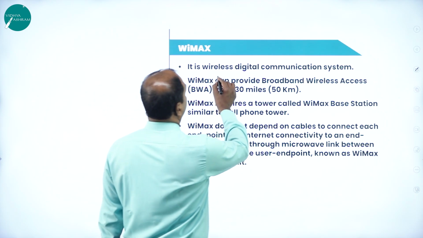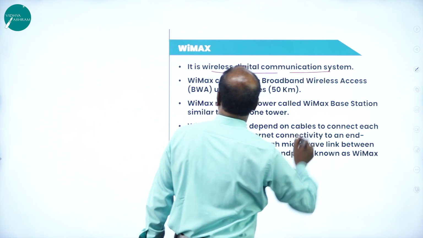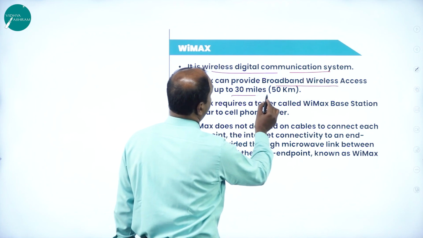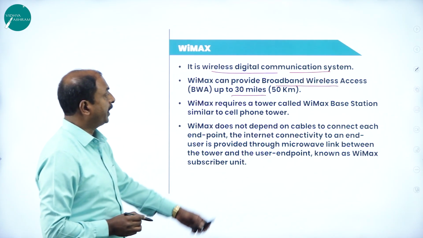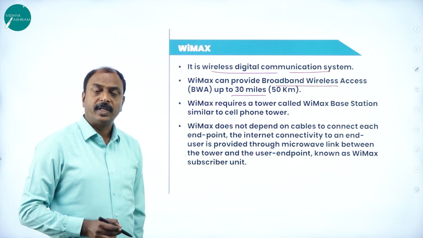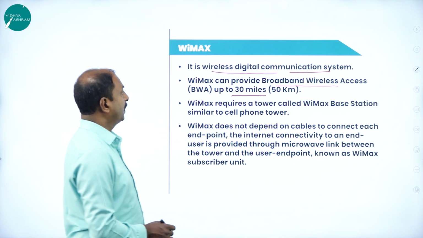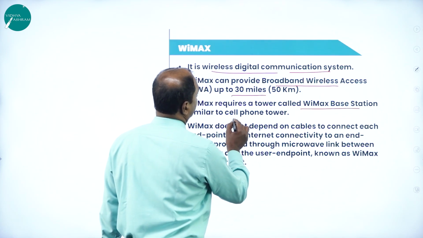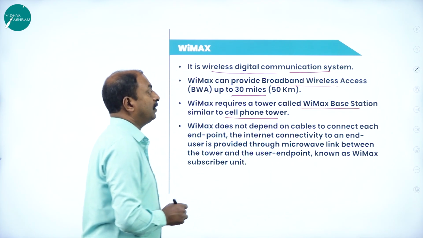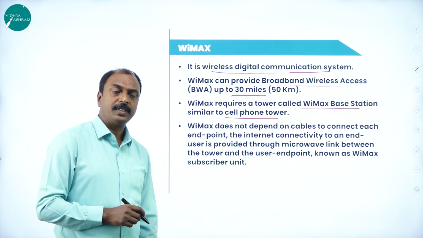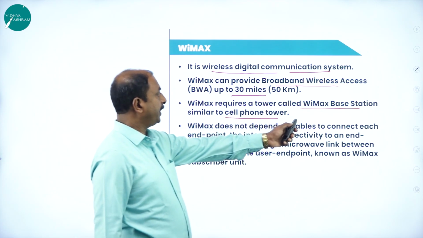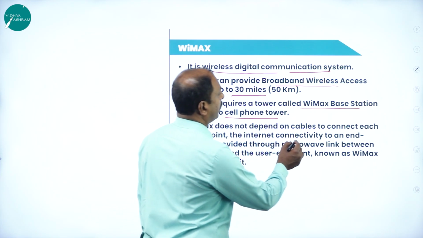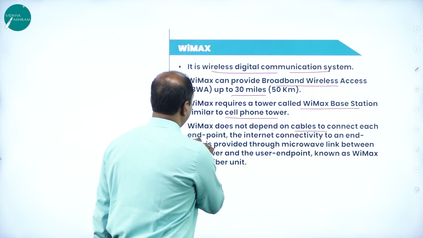It is a wireless digital communication system. It provides broadband wireless access up to 30 miles. That is the distance, so you can imagine the range of this wireless communication. It requires a tower called a WiMAX base station, similar to a cell phone tower. It is not exactly the same as our cell phone towers, it is different. And it does not depend on cables to connect each endpoint.